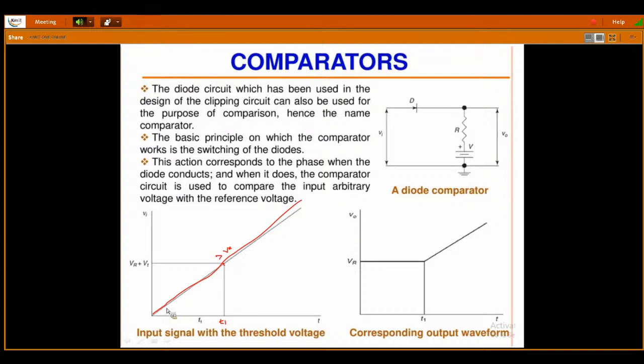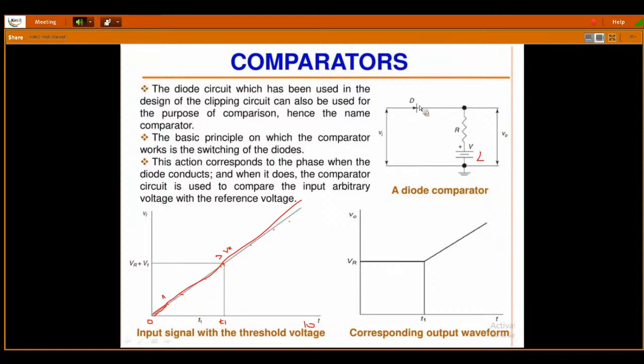See here. For example, this scale I am varying from 0 to 10 with respect to time. And what voltage are you taking? The voltage is 1 volt, 2 volts, 3 volts, 4 volts, 5 volts, 6 volts, 7 volts, like this you are marking. Now my reference voltage I am using as 2 volts. Initially, what is going to happen for an input voltage of 1 volt?